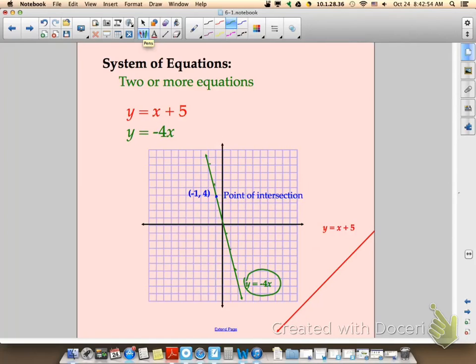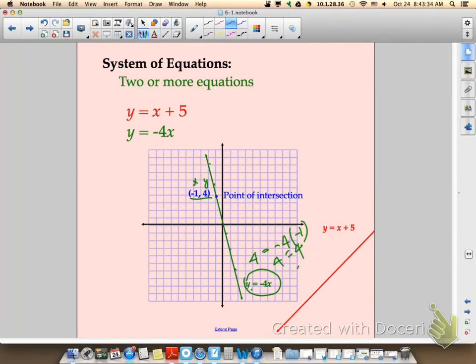For example, if I take this point, negative 1 comma 4, let's plug that in. That's your x coordinate, that's your y coordinate. So y is going to be 4 equals negative 4 times negative 1, and 4 equals 4. Okay? And you can take any point on that line and plug those values in, and you'll see that the left side equals the right side.